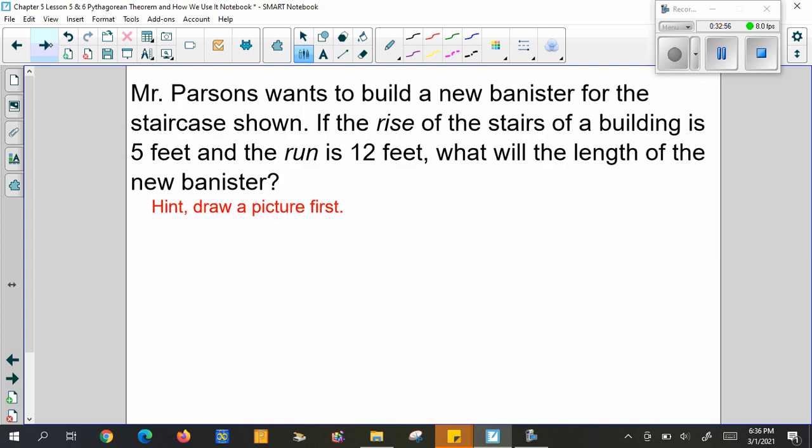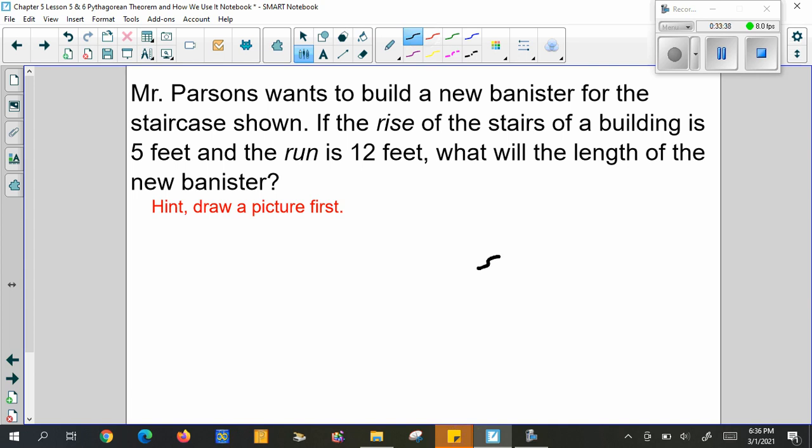Now, the Pythagorean theorem can be used in more three-dimensional spaces. What we saw were more two-dimensional pictures. We'll get to that in a second as we start talking about more applications that you could visualize. In this case, it says Mr. Parsons wants to build a new banister for the staircase shown. Let me actually talk about what that is.